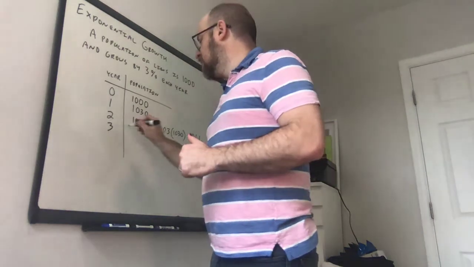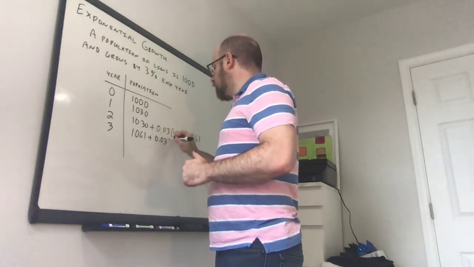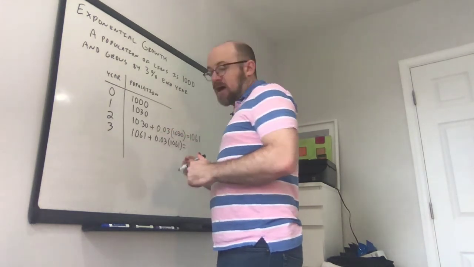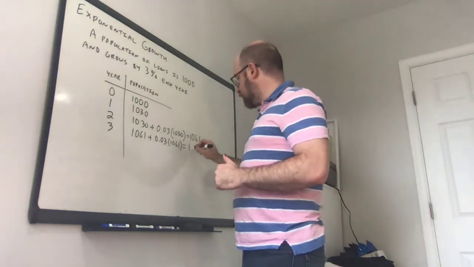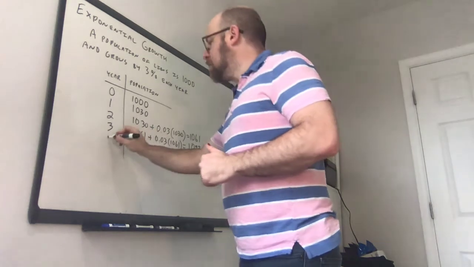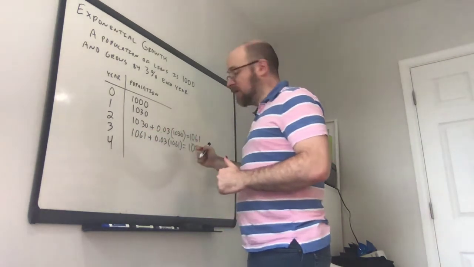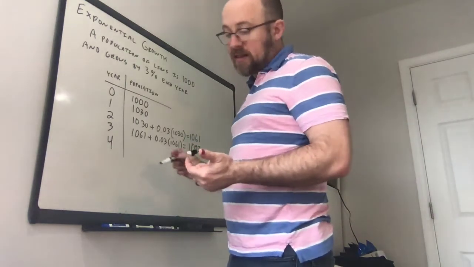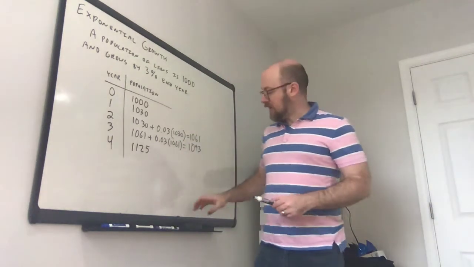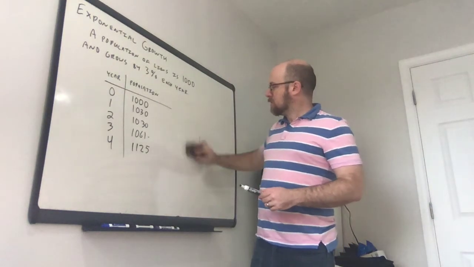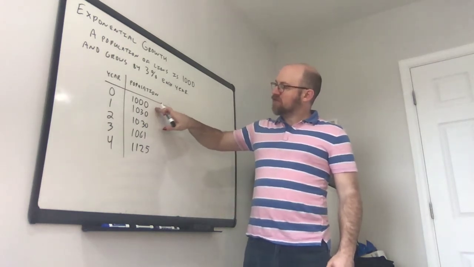In year 3, we're going to have 1,061 plus 3% of 1,061, and that's going to take us up to 1,093. And we can keep going like this, right? So the next year we would have 1,093 plus 3% of that, we'd get 1,125. And so you can see here the absolute change each year. If you look at what you're changing by each year, the first year you go up by 30.